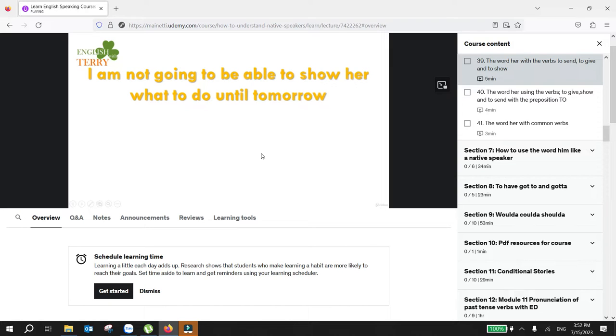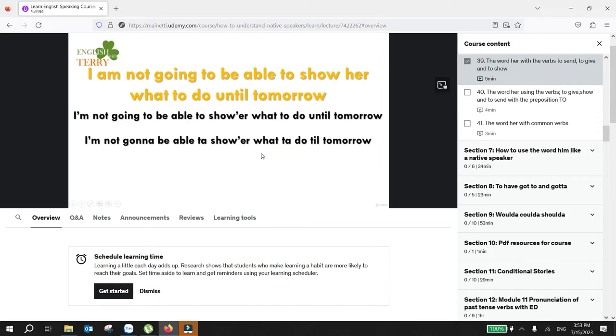I am not going to be able to show her what to do until tomorrow. I'm not going to be able to show her what to do until tomorrow. I am not going to be able to show her what to do until tomorrow. I'm not gonna be able to show her what to do till tomorrow. I'm not gonna be able to show her what to do till tomorrow.